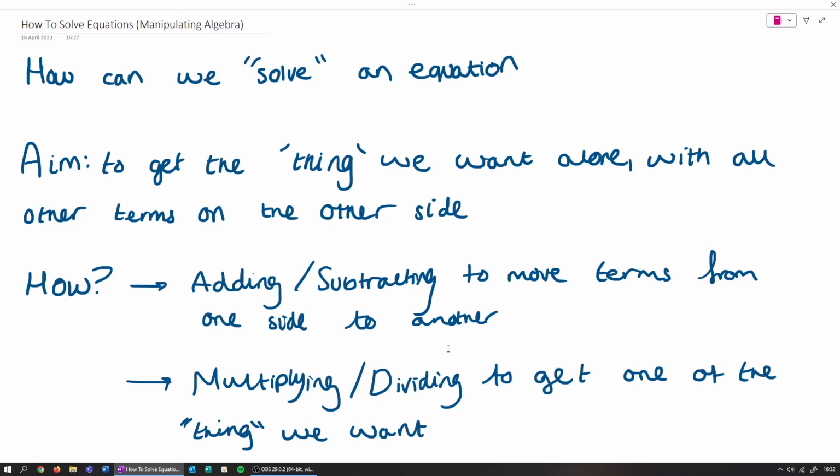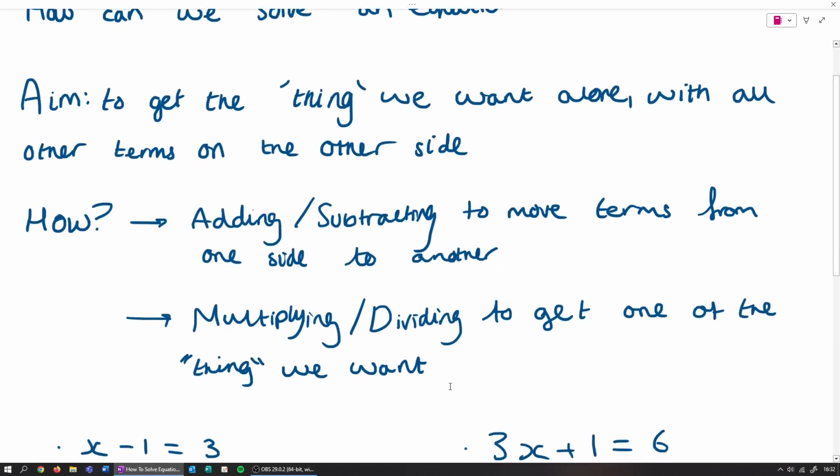Well, it means to get the thing that we want, so that could be an x or a y, also known as variables, by themselves, and we want one of them. And we want all the other stuff in that equation on the other side, okay? So how can we do this?